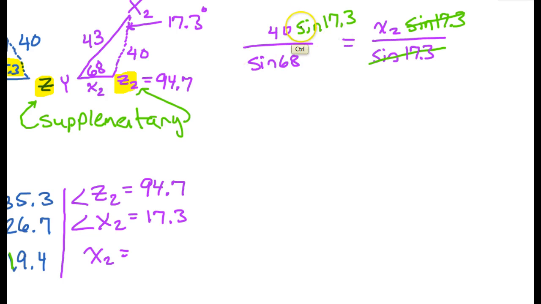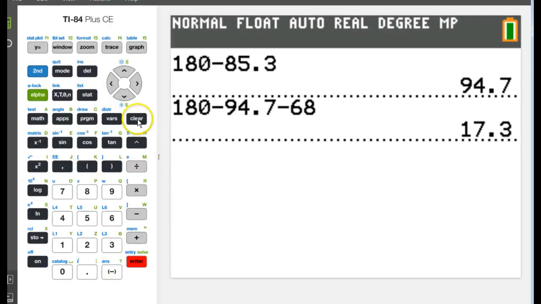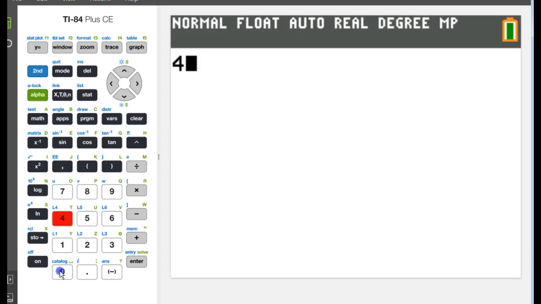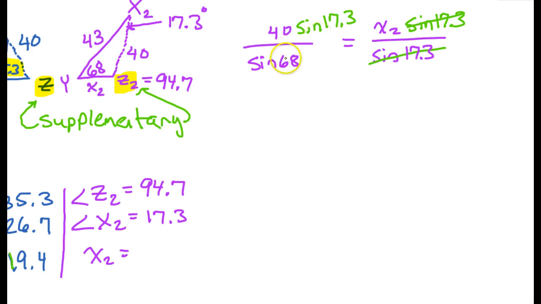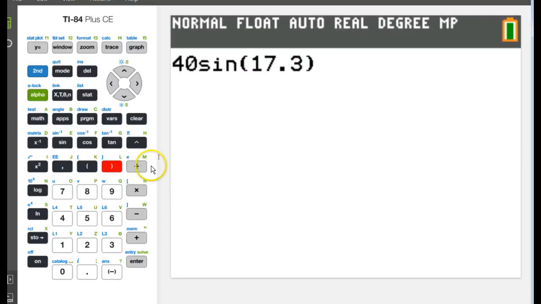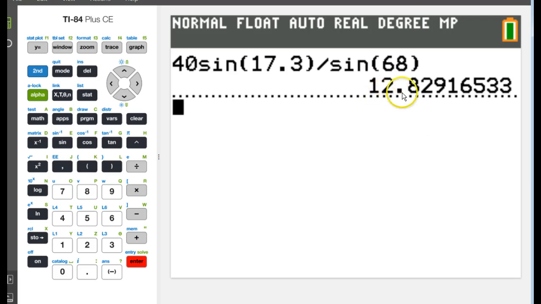So if I just put this in my calculator, that's going to give me X2. So 40 sine 17.3. Close your parentheses, and that's over sine 68. So divided by sine 68. So that gives me 12.8.